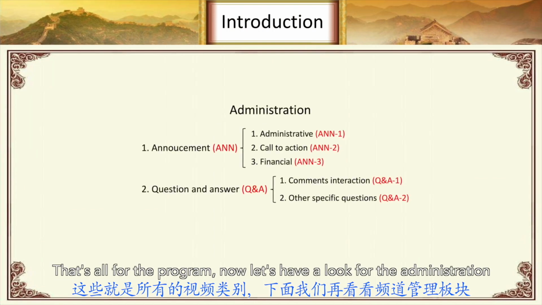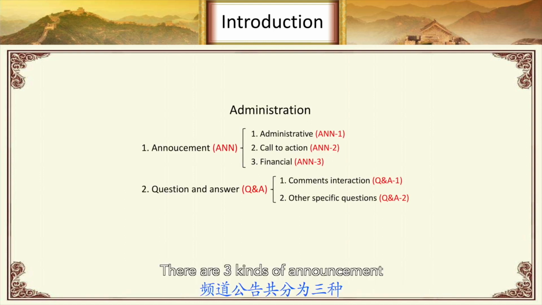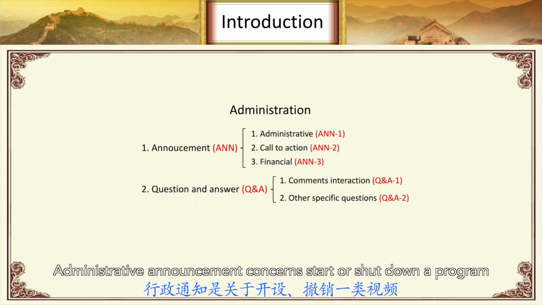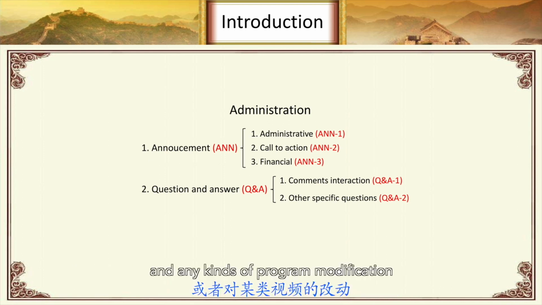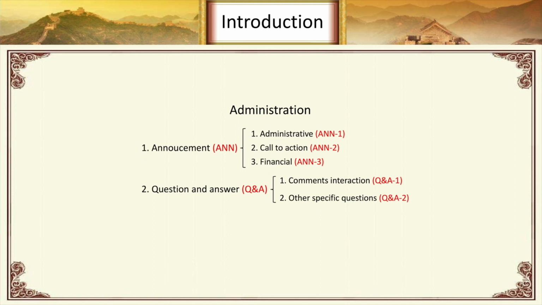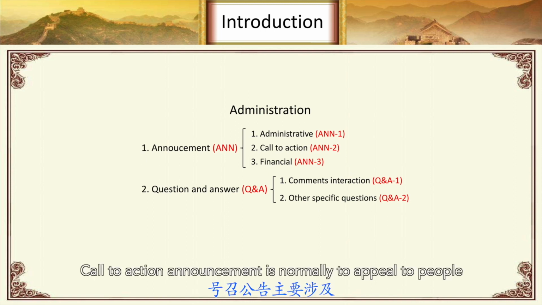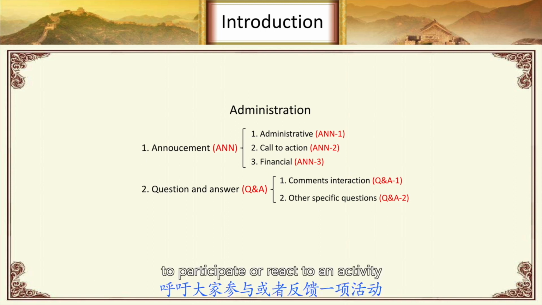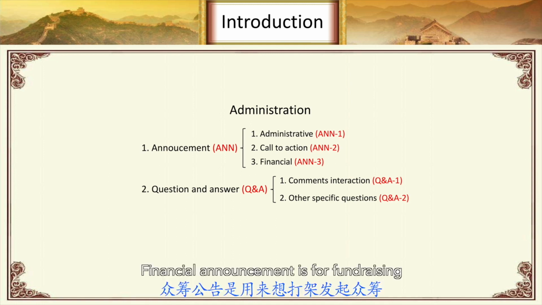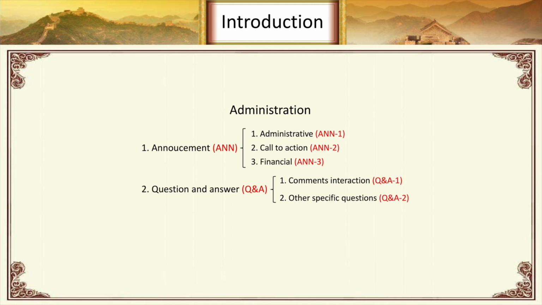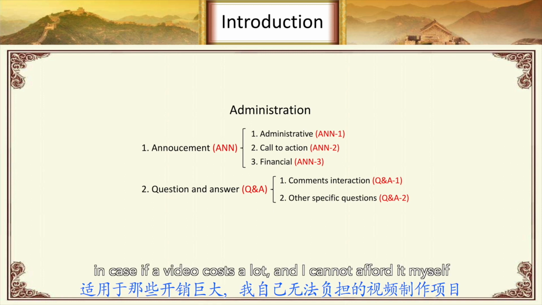Now let's have a look at the administration. There are 3 kinds of announcement. Administrative announcement concerns start or shut down a program, and any kinds of program modification. Call to action announcement is normally to appeal to people to participate or react to an activity. Financial announcement is for fundraising, in case if a video costs a lot and I cannot afford it myself.